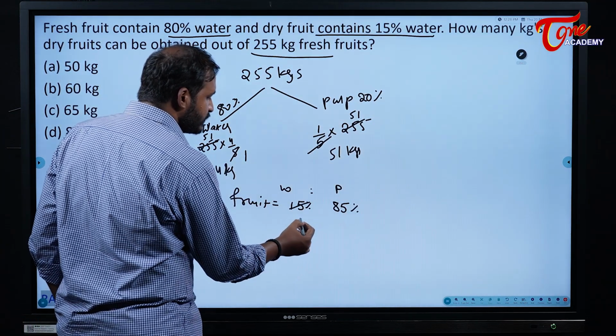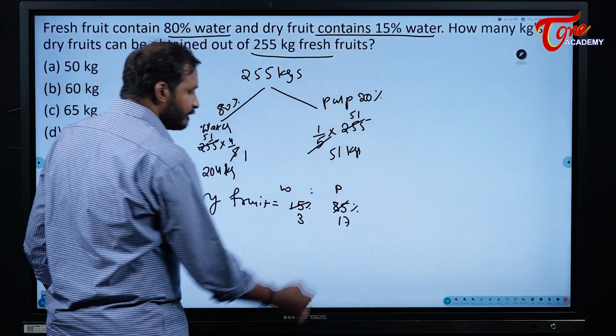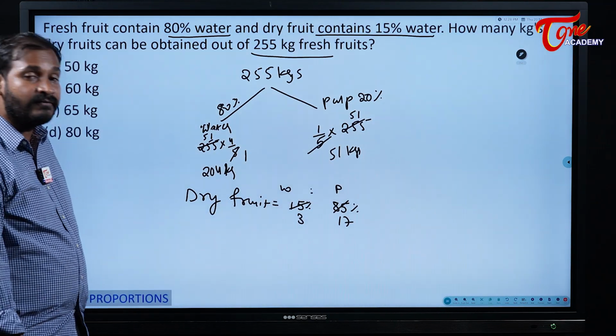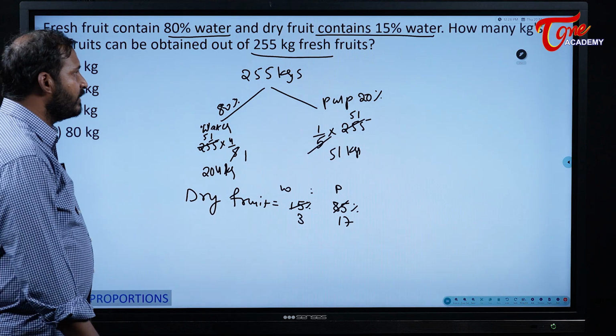So, what will be the ratio? 3 is to 17. That means pulp will be 17 parts and water will be 3 parts.